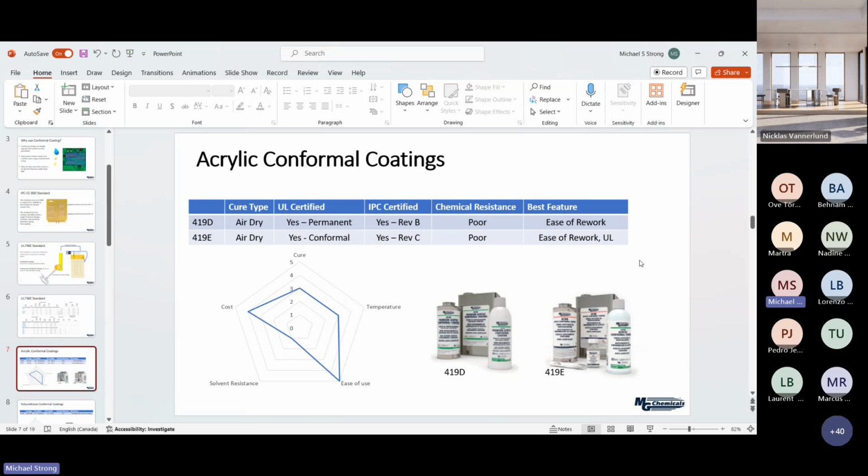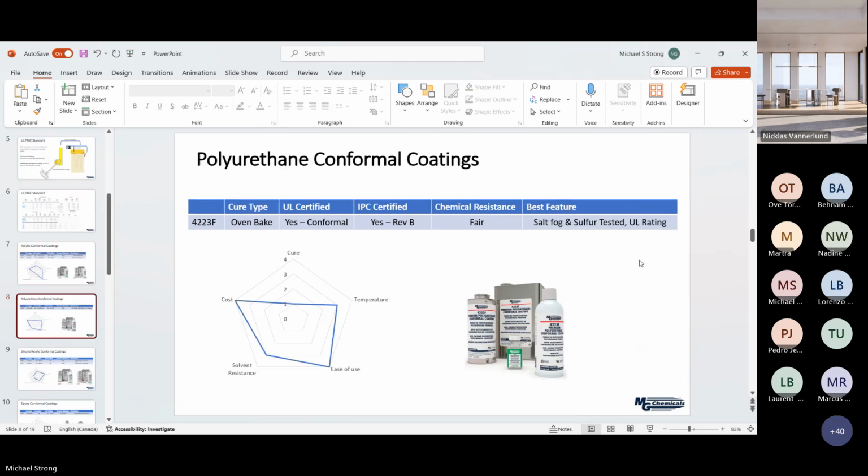And on the bottom there, we have the different packaging sizes available. So you'll see that, in fact, both coatings are available in both liquid and aerosol. And then we've also introduced these touch-up pens for little tiny repairs where you may not warrant a full bottle, but just a small spot repair. So on the 419E, we do carry that in a convenient pen.